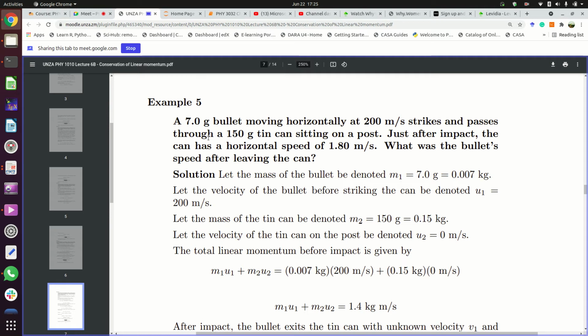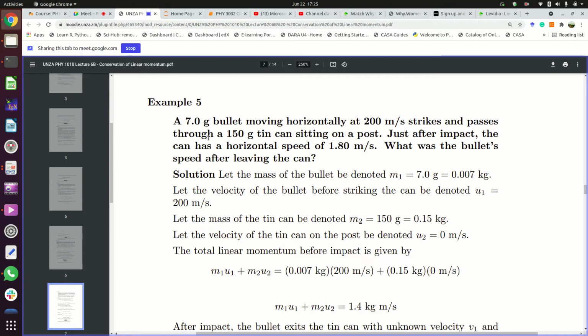Again, this is a problem of collision. So the bullet collides with the can and passes through the can. So it doesn't stick to the can like in the other example we looked at, but in this case, the bullet actually passes through the can. So this is still a collision problem, despite the bullet not getting stuck in the can.